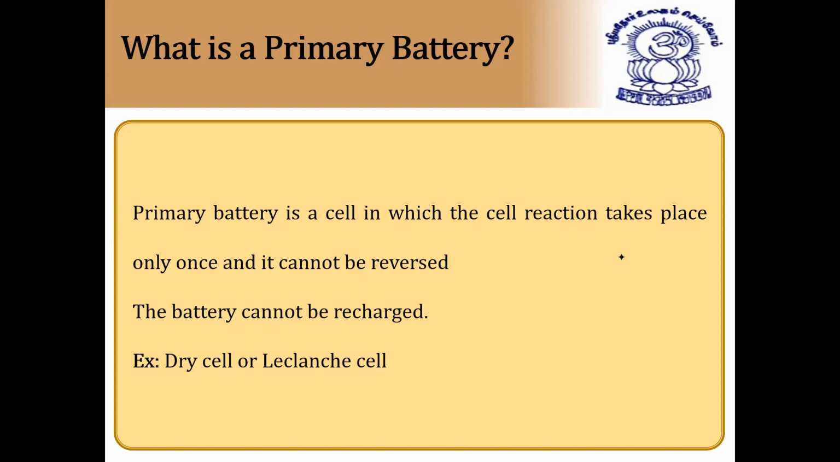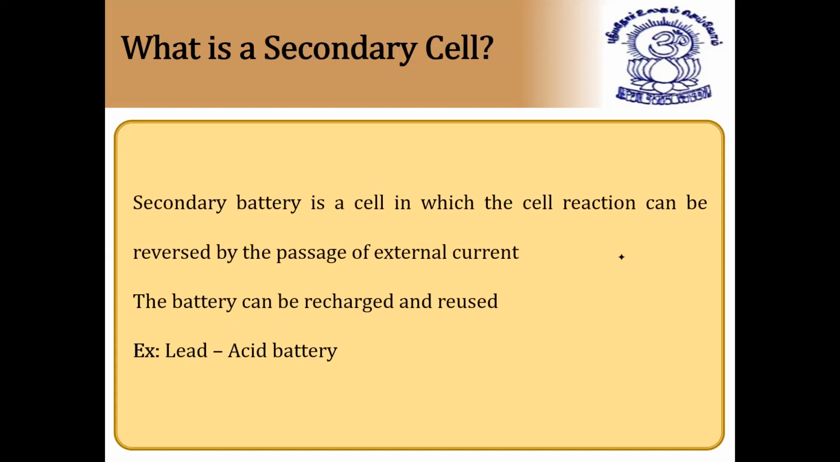Now, what is a primary battery? A primary battery is a cell in which the cell reaction takes place only once and it cannot be reversed. The battery cannot be charged. Next, what is a secondary cell? A secondary cell is a cell in which the cell reaction can be reversed by the passage of current from an external circuit. The battery can be recharged and reused. Example, lead acid battery. This lead acid battery we use in bikes and cars, motor vehicles also. Since we know the battery gets discharged and again it can be recharged, the battery can be recharged and reused. So that is called a secondary battery.